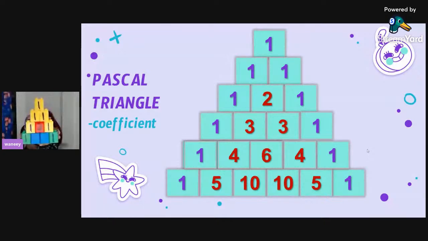Okay, and then for this blue part, you should add the two blocks together. So dia ada 1, 2, so this is 3, 2, 1, that is also 3. So that is how you get 1, 3, 3, 1.